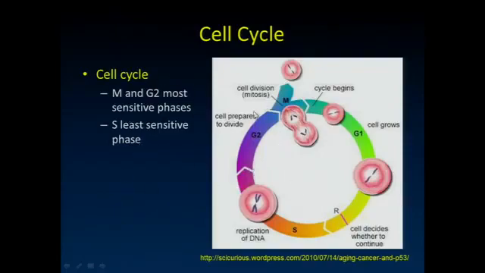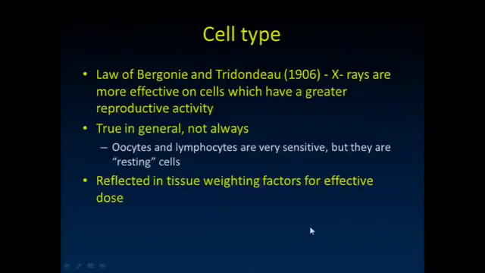This is just showing those phases of the cell cycle where we prepare to divide and division is undergoing, which are very sensitive, and this quiescent phase here in the S phase. I just wanted to mention that although it is generally true that cells which have greater reproductive activity are more sensitive, it's not always true. For instance, the lymphocytes and the oocytes are very radiation sensitive, but these are resting cells. And so there's certainly more to the story than just how often the cells are replicating.